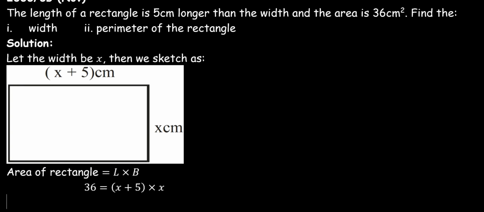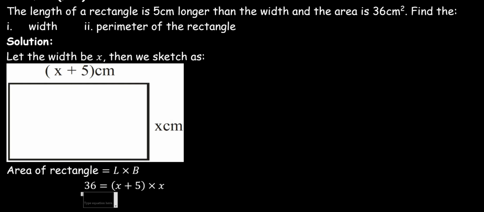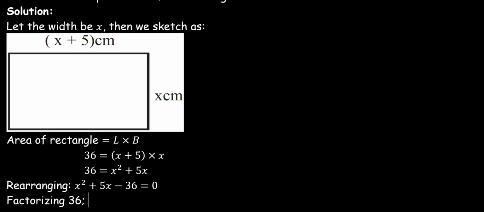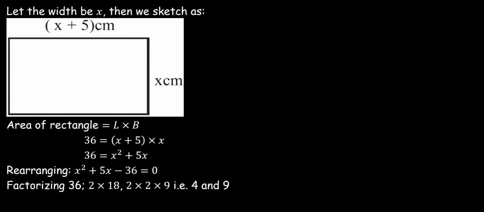And when we open up our bracket at the right hand side, we will have 36 equals to x squared plus 5x. Rearranging, we now have a quadratic equation, which is x squared plus 5x minus 36 equals to 0. Factorizing, looking for the factors of minus 36 that when added will give us a plus 5. We have 2 times 18 will give us 36, but broken down as 2 times 2 times 9, that is 4 and 9. So we can break down our x squared plus 5x minus 36 equals to 0 as x squared plus 9x minus 4x minus 36 equals to 0.